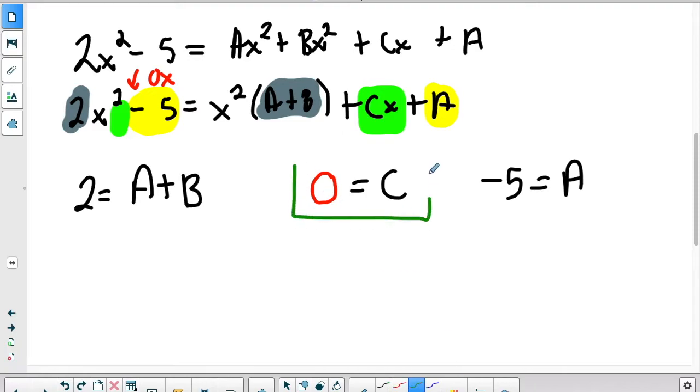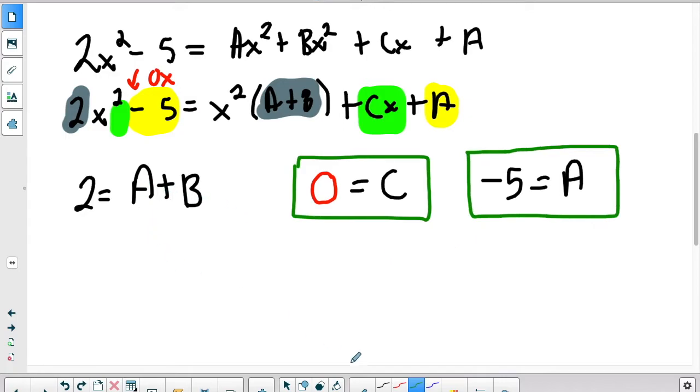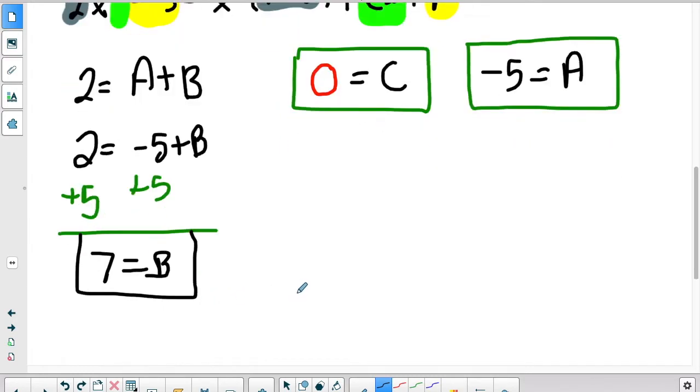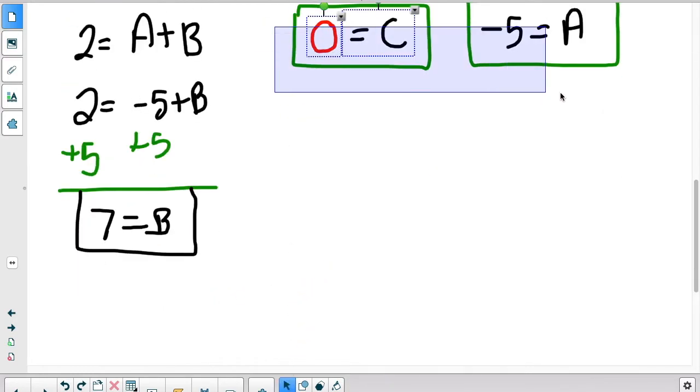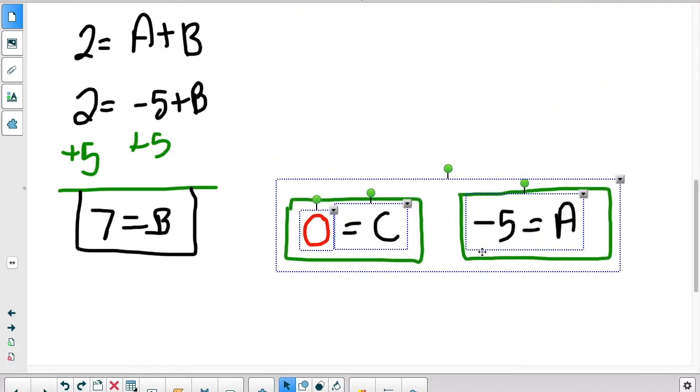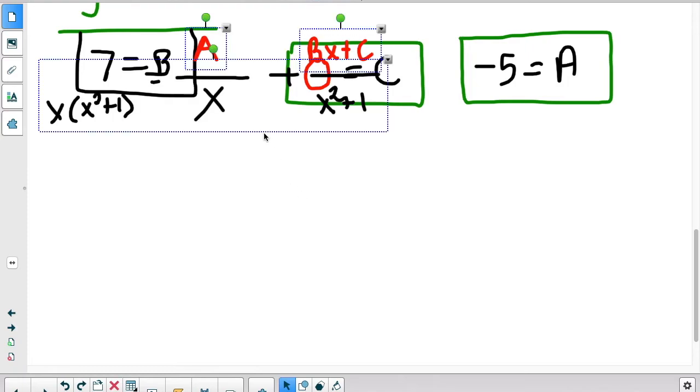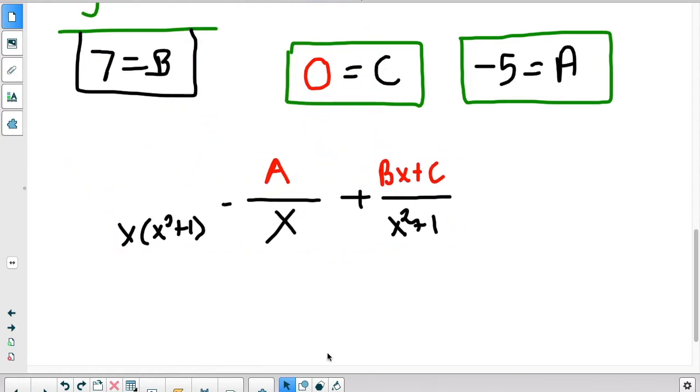Well, they gave us the value of C already. And hey, look, they gave us the value of A. So now we just need to solve for the value of B. What I can do is plug the value of A in as negative 5 plus B. Our next step would be to add 5 to both sides. And when I add 5 to both sides, I get the value of B is 7. Bring these two down, so now we have all three letters, A, B, and C, down from earlier.